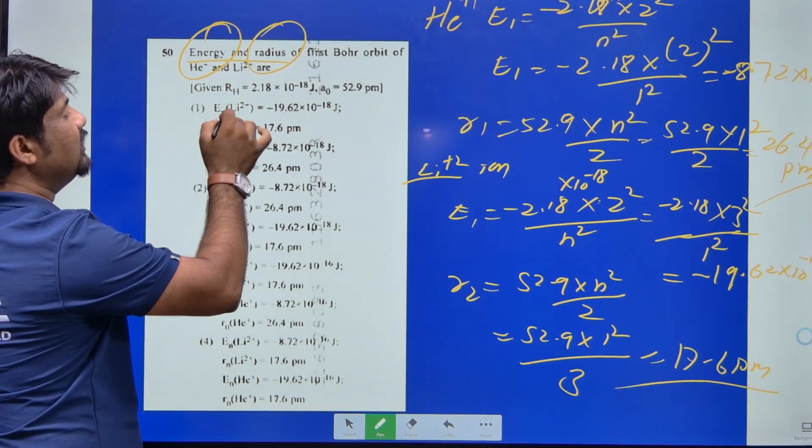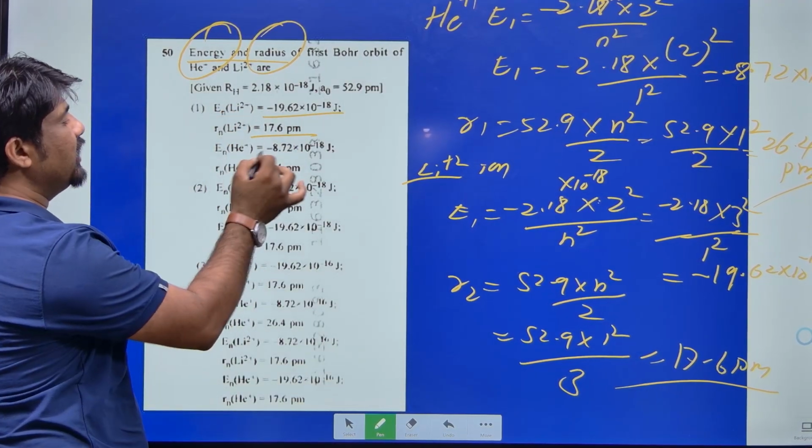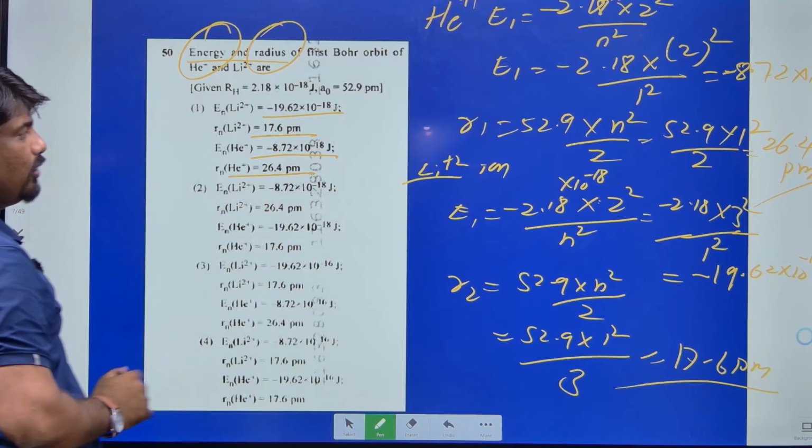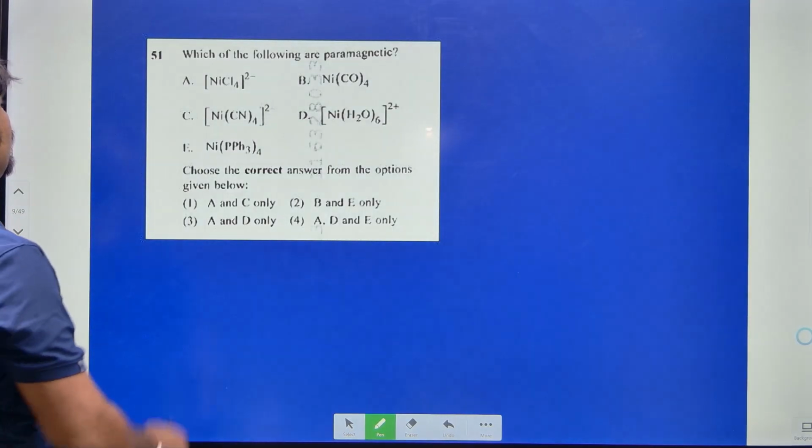Energy of the lithium ion is this one and radius is 17.6. Energy of the helium is this one and radius is 26.4. So option 1 is the right answer for the question here. Well, go to the next question.